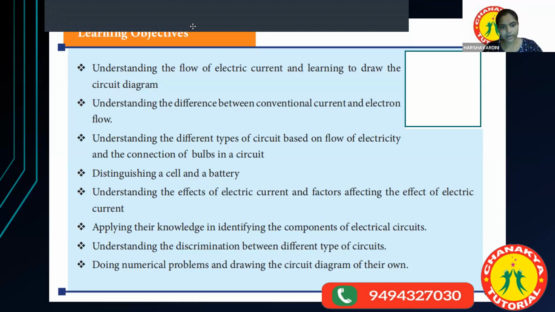And then this is the first part, distinguishing cell and battery. The second part will be the effects of electric current. After completing the fourth point, it will be very clear what current is, what electricity is, what a cell is, what a battery is. Then the next part is to study their effects. What is the effect of electric current? What are the factors affecting the current, and what are the things that we get from current, and what are the things that disturb the current?